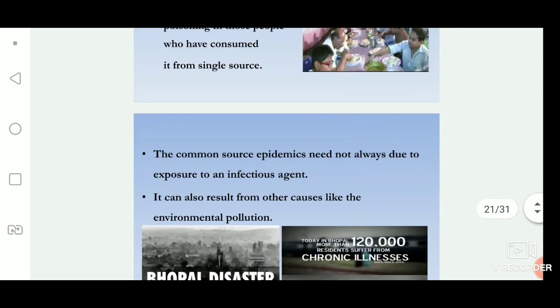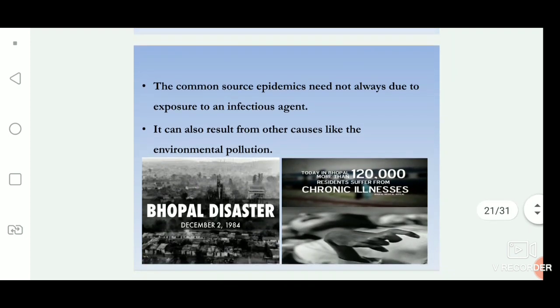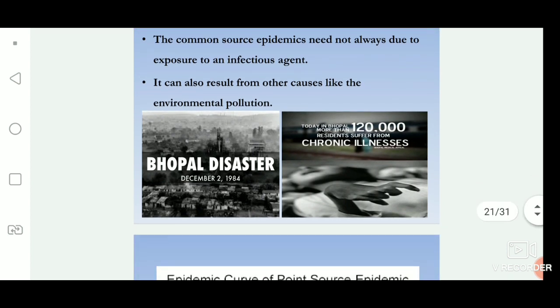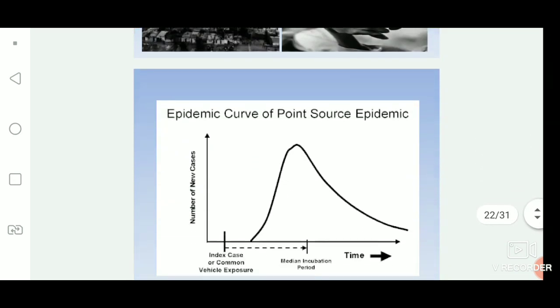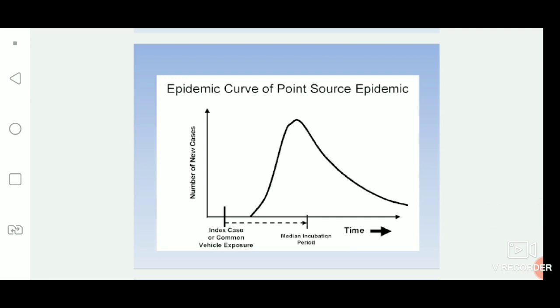The common source epidemics need not always be due to an infectious agent. It can be because of any incident also, like the Bhopal gas tragedy, or we call it the Bhopal disaster, that happened in 1984. Where because of environmental pollution we have seen many people suffering. Even today there are many people who are having the side effects of that exposure. Now in this single source, that is point source epidemic, if you see the epidemic curve, there is a sharp rise and it tails off very gradually and over a long duration.